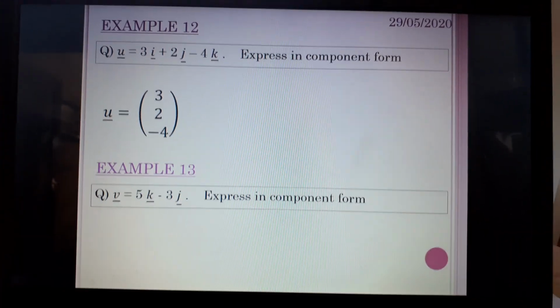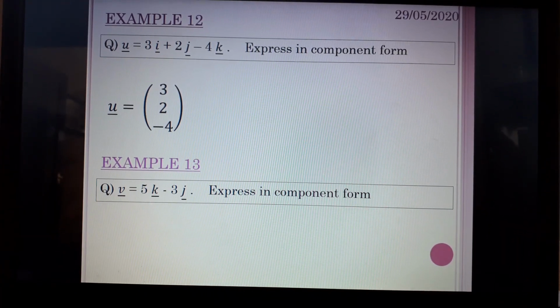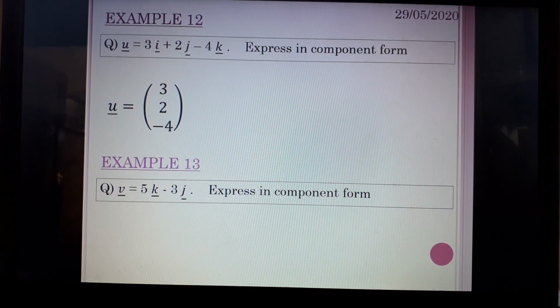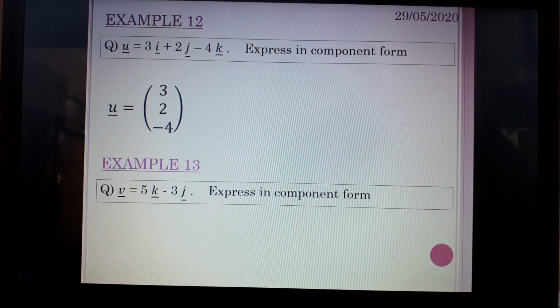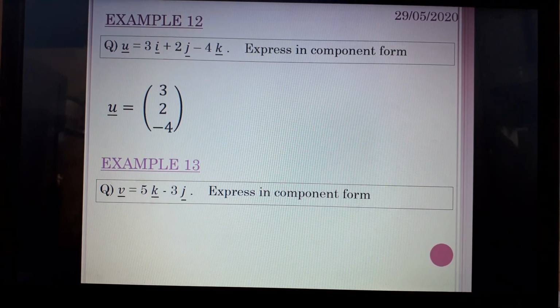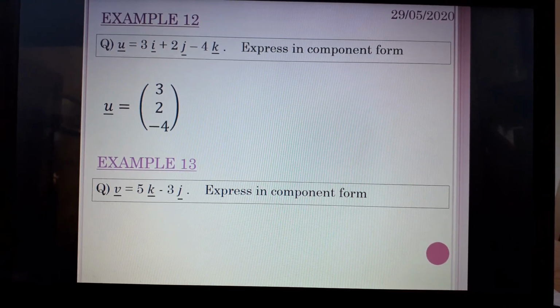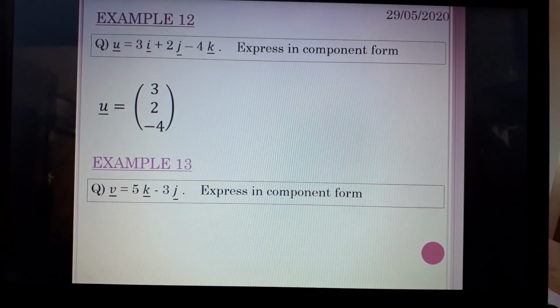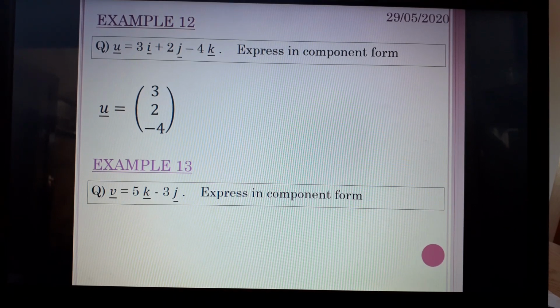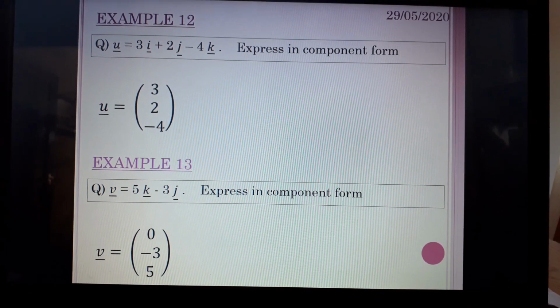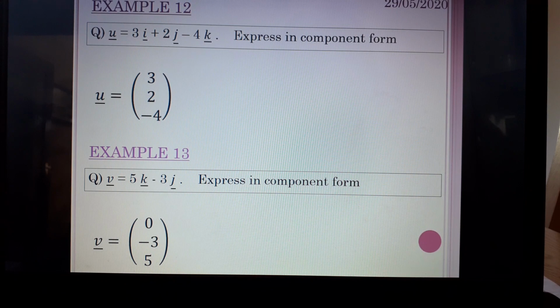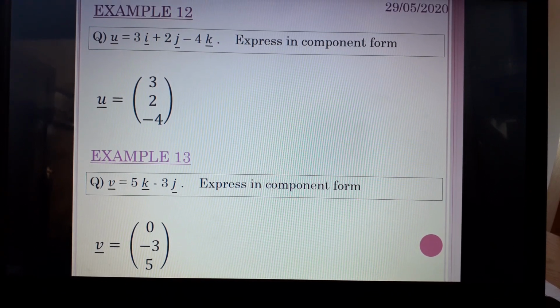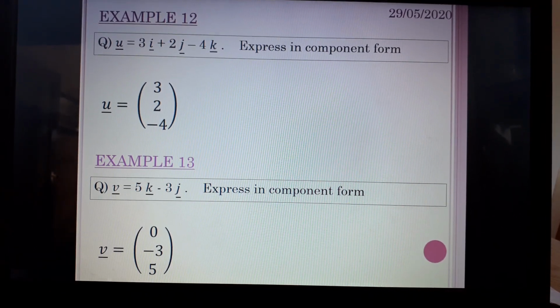So very simply, express this in component form. There's no i here. Be careful if it's in a funny order, okay? It's got to be i, j, k. So you're looking for your i, there's no i. Then the second one is your j, which is -3, and your third one is your k, which is 5. So there's no i, which means there'll be a 0, -3 for the j, and 5 for the k. So just watch out for the order, okay?